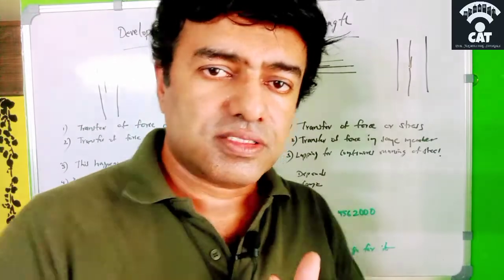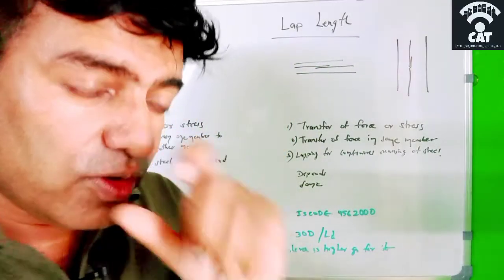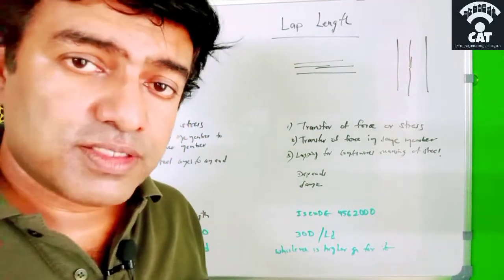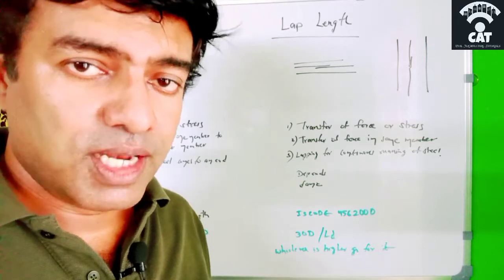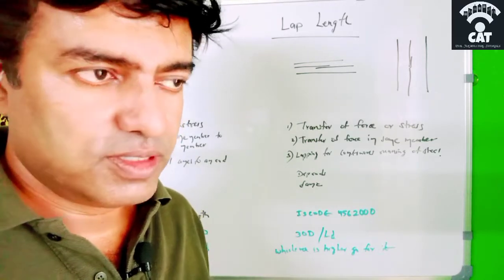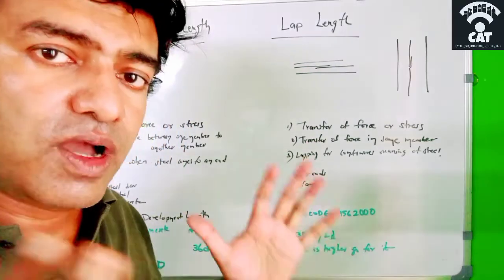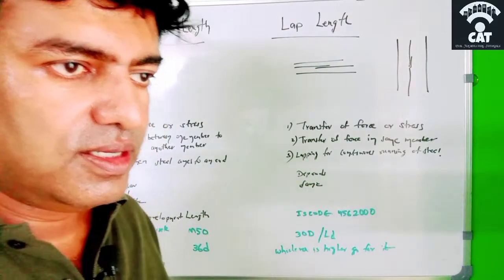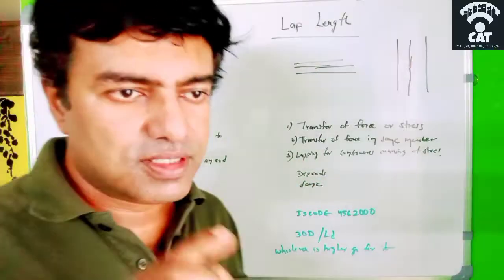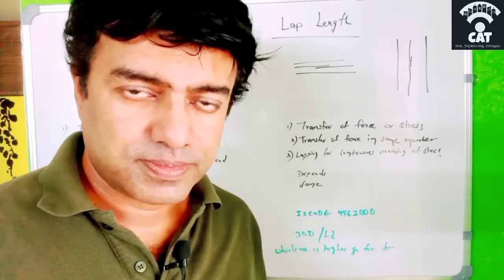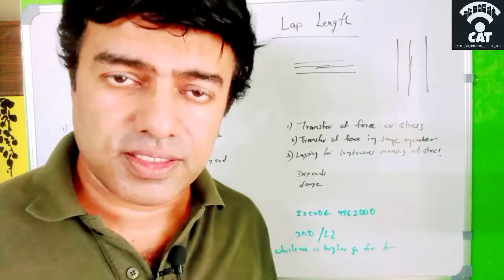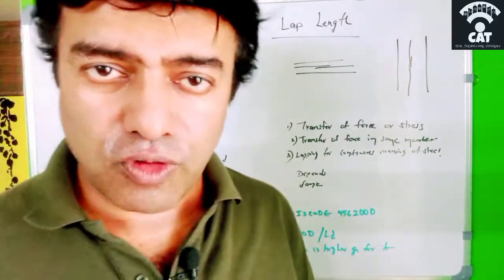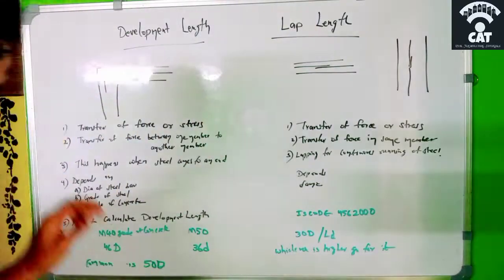And the third one is, where does the necessity of development length come? That is the third point. When we have to give a development length, it occurs when the steel comes to an end. Always when the steel comes to an end, in that area we need to go for development length. For example, the same thing.